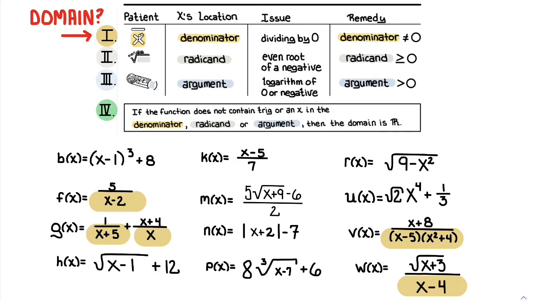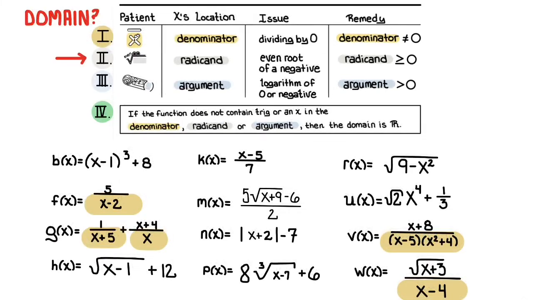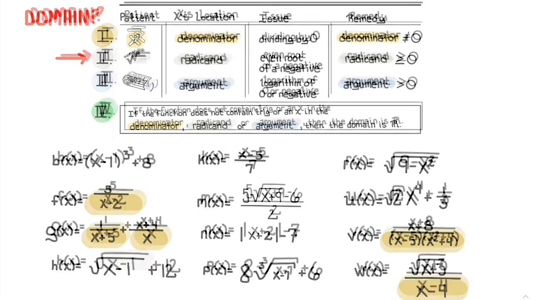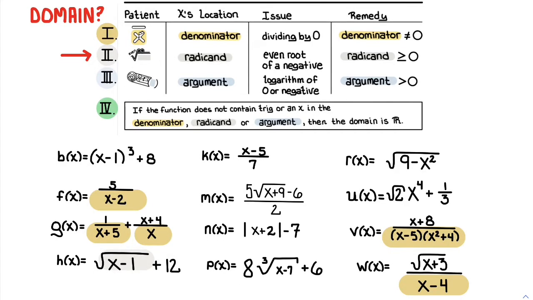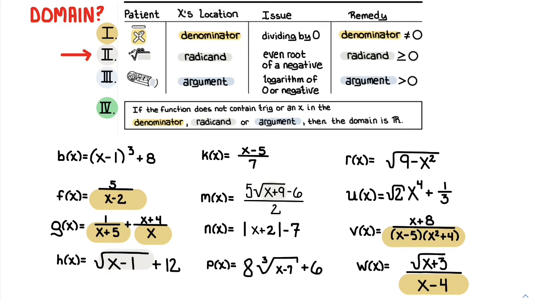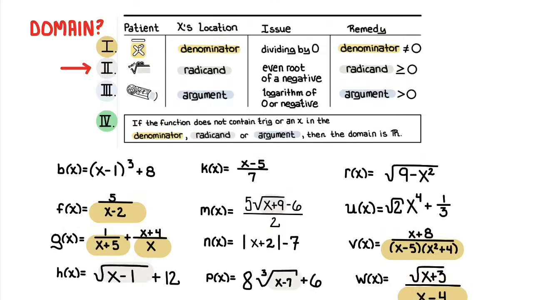Now let's look at the other functions and see if any of those have domain issue number 2. In other words, an x underneath an even root. The first function that has an x underneath an even root is h of x. As I keep looking, I also see that m of x also has an x underneath an even root.